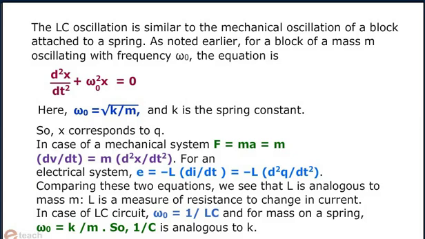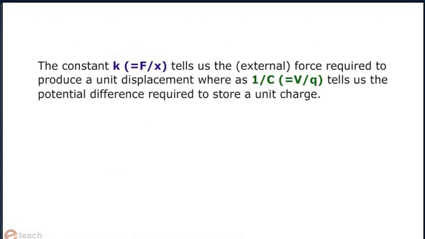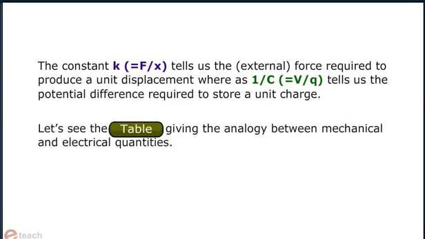In case of the LC circuit, omega naught equals 1 by root LC, and for a mass on a spring, omega naught equals root k by m. So, 1 by C is analogous to k. The constant k, which is equal to F by x, tells us the external force required to produce unit displacement, whereas 1 by C, that is equal to V by Q, tells us the potential difference required to store a unit charge. Now let's see the table giving the analogy between mechanical and electrical quantities.